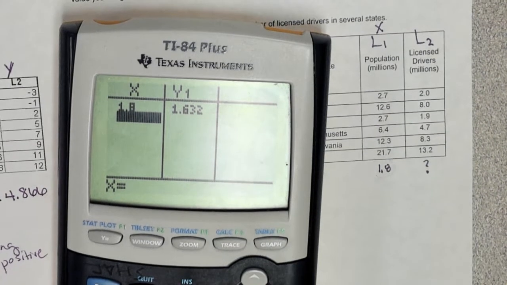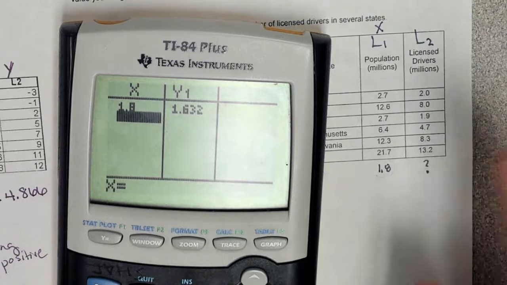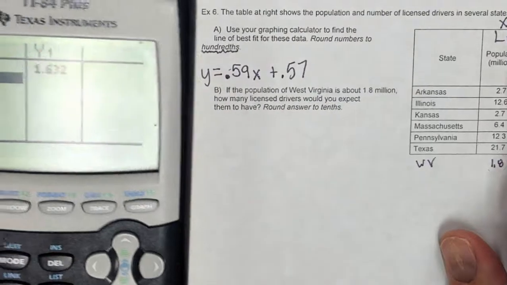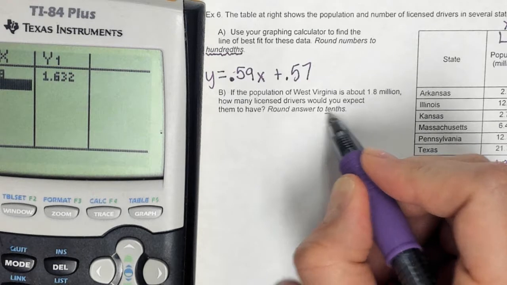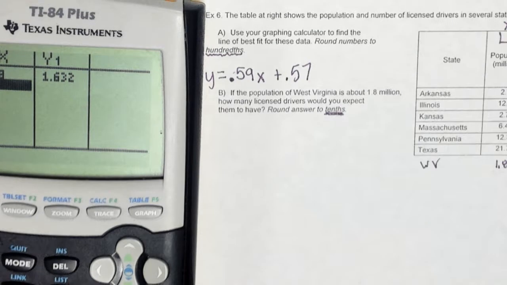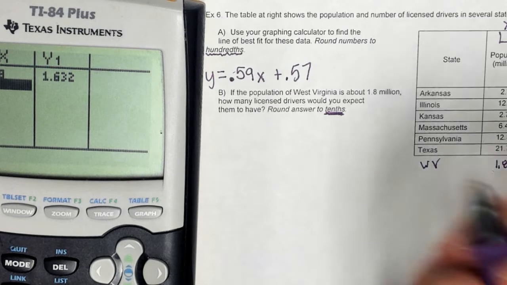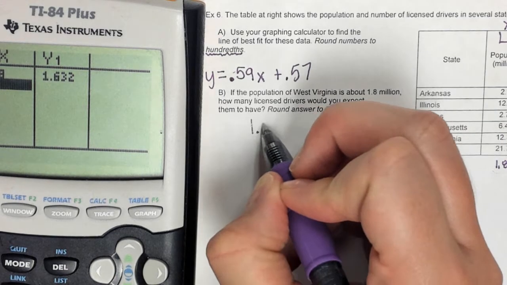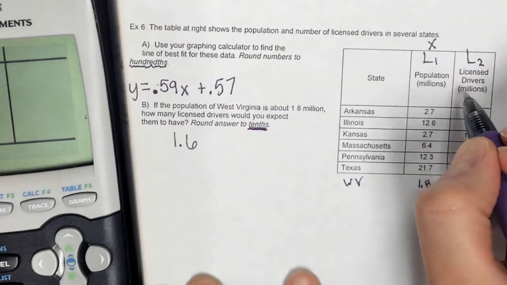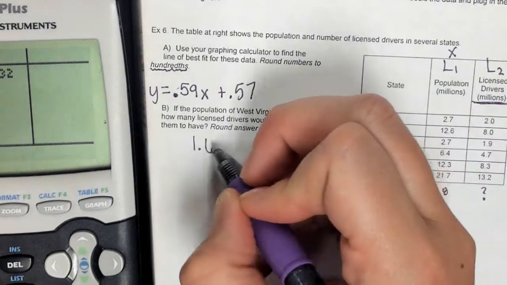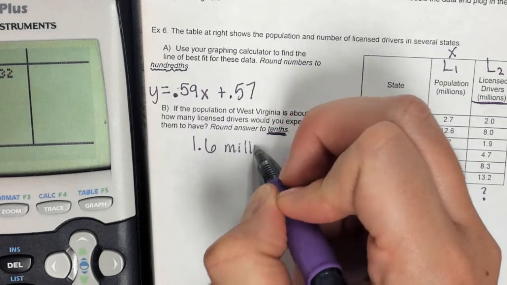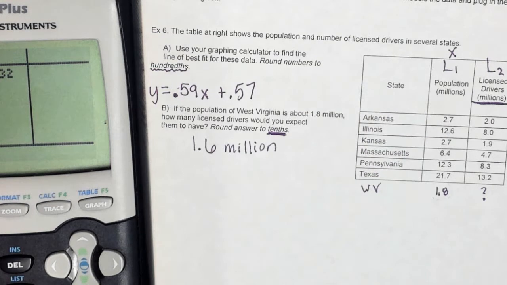But we're not going to write down 1.632 because there were some rounding directions there, right? To the tenths. Okay, second grade review. How many decimal places are the tenths? 1 decimal place. Okay, so we're just going to write 1.6, but remember these are in millions, so I'll write 1.6 million. Okay?